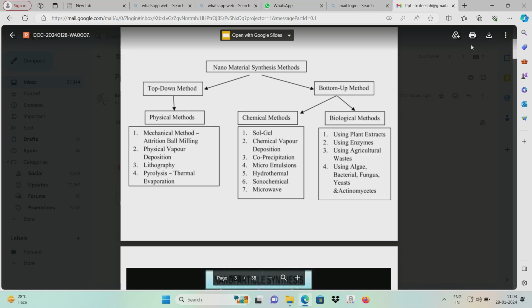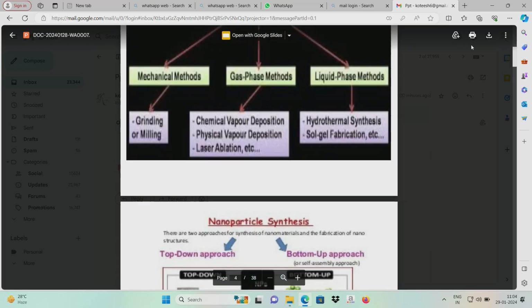For the nanomaterial synthesis methods, we have the top-down and bottom-up approaches. In the top-down approach we have the physical methods. Under that we have the mechanical method, physical vapor deposition, lithography and thermal evaporation. In the case of the bottom-up method, we have the chemical methods and biological methods. In our syllabus we discuss the chemical methods, that is sol gel, chemical vapor deposition, co-precipitation, hydrothermal and microwave, and so on. The biological method I have mentioned here just for your reference. Using plant extract we can do it in a project.